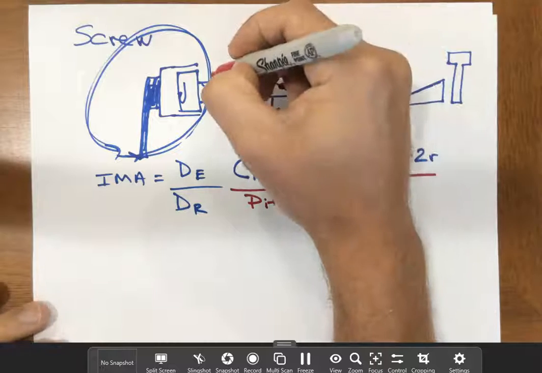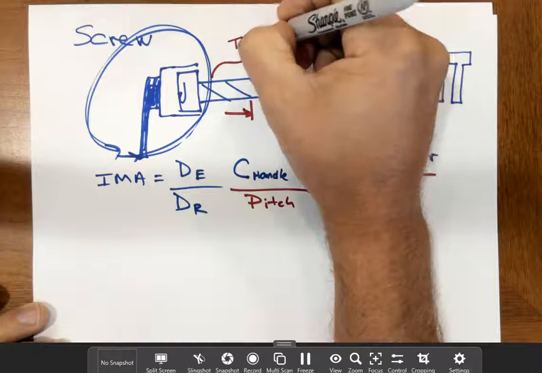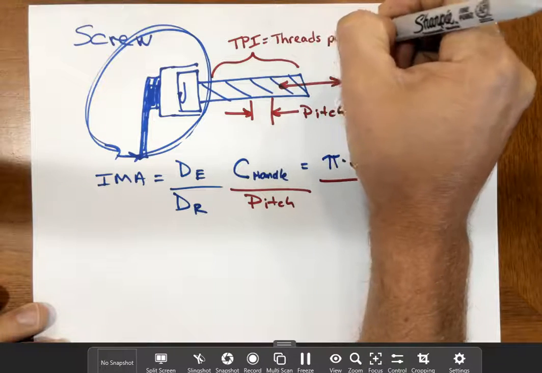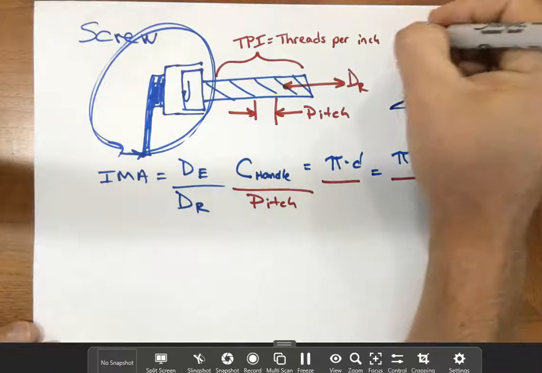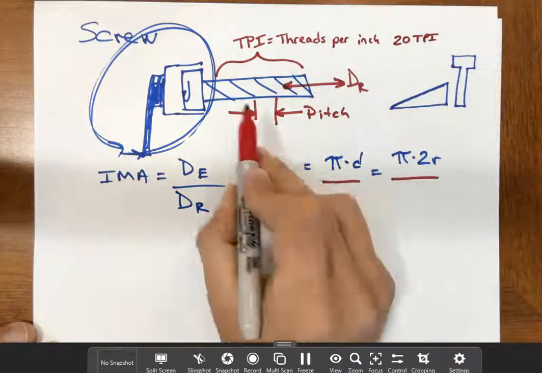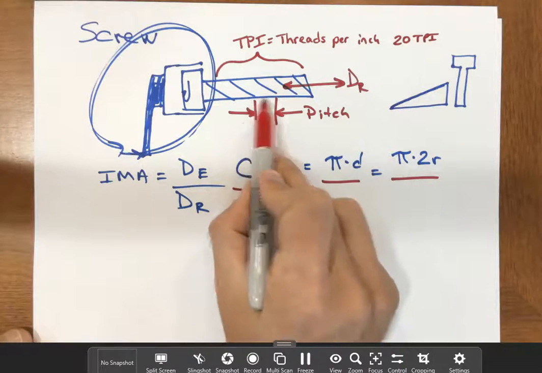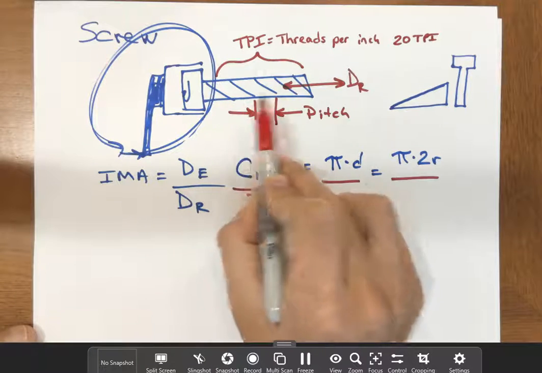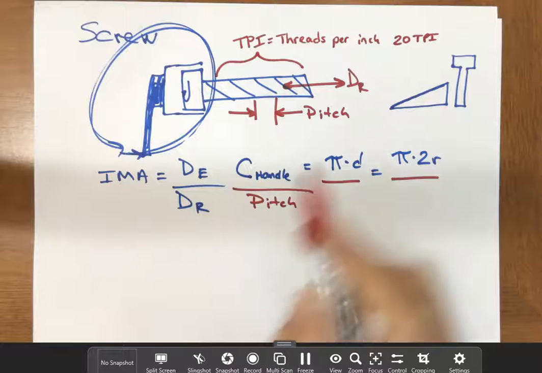However, when they are describing the threads on a screw, they may tell you TPI, or threads per inch. So if they tell us, for example, that we have 20 threads per inch, that means within 1 inch we would have 20 of these spaces, basically 20 threads. And so each one is going to be 1/20th of an inch. If there's 20 of them making up 1 inch, divide that 1 inch equally amongst the 20, and each little one is 1/20th. So how do we get pitch?